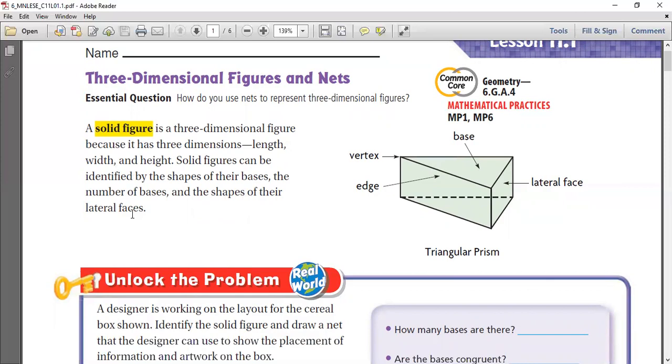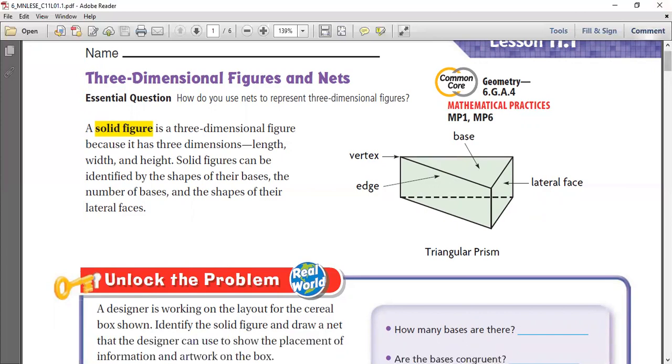When we talk about solid shapes, how are they named? They are named based on what kind of figure the base is, the number of bases, and the shapes of the lateral faces. This is called a triangular prism. Why is it called a triangular prism? If you look down, the base is a triangle, so it is called a triangular prism.